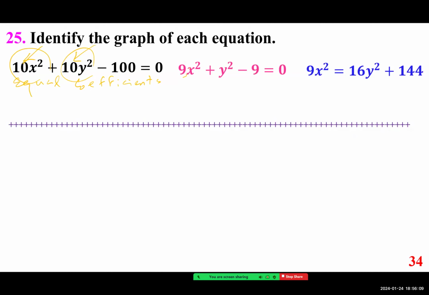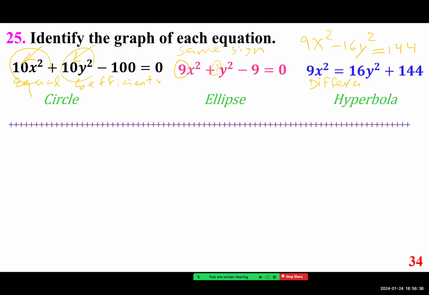Now, if they are not equal, but they have the same sign, it's an ellipse. If you bring it to the same side, it doesn't matter, you keep the 144 on the left or right. We're talking about x squared and y squared. If they have different signs, it's a hyperbola. We're talking about this coefficient is positive, this is negative. It doesn't matter which one is which.